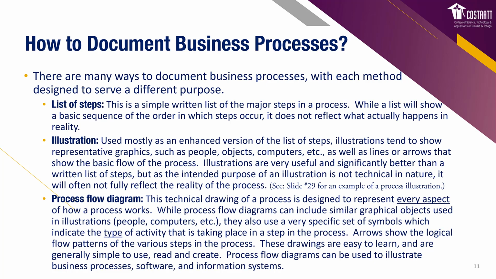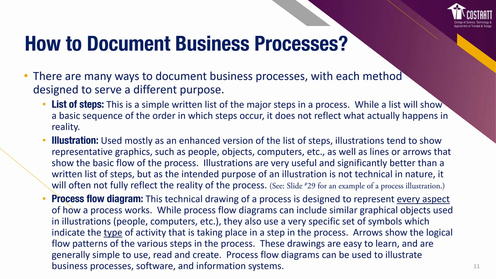So let's go through each of these and we'll see, if in this little write-up there's a little pro and con to each. So, lists. This is a simple written list of the major steps in a process. So, step 1, write it down. Step 2, write it down. Step 3, write it down. While a list will show a basic sequence of the order in which steps occur, it often, and in fact in reality, does not reflect what actually happens when the process is executed.